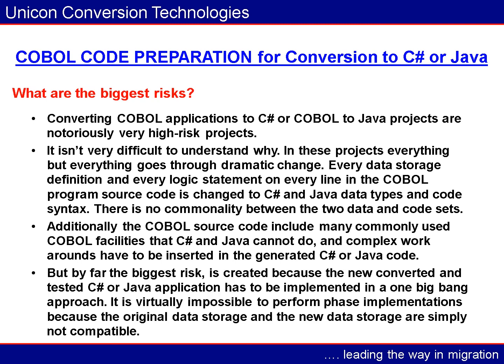But by far the biggest risk is created because the new converted and tested C# or Java application has to be implemented in one big bang approach. It is virtually impossible to perform a phased implementation because the code and data storage of the original application and the converted application are simply not compatible one with the other.